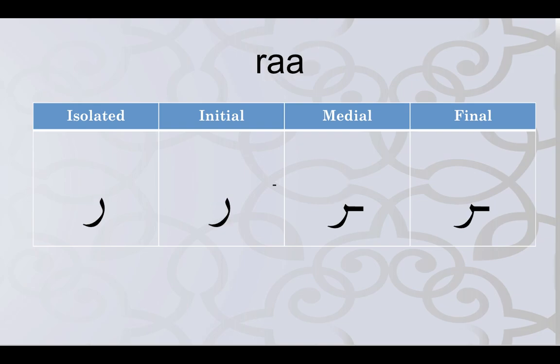And next we have the letter Ra and Za, which look alike. The letter Ra's isolated and initial forms are the same, and its medial and final forms are the same. And this is how it's written, except the letter Za, its sister letter. Its isolated is the same as the initial, its medial is the same as its final, but it has a dot on it. So this is the letter Ra, this is Za.